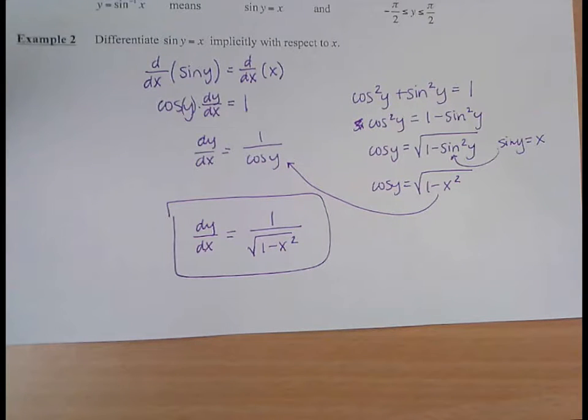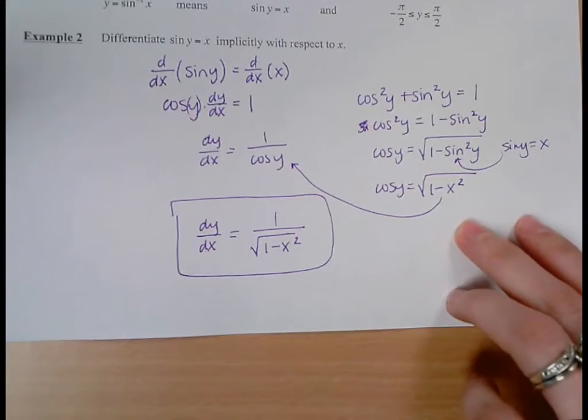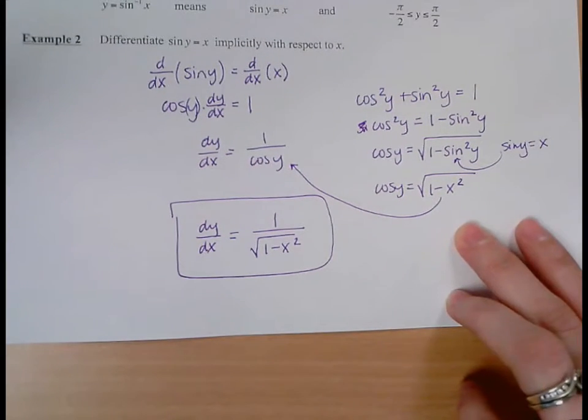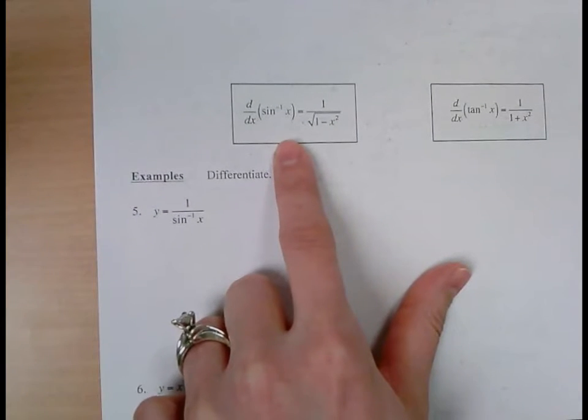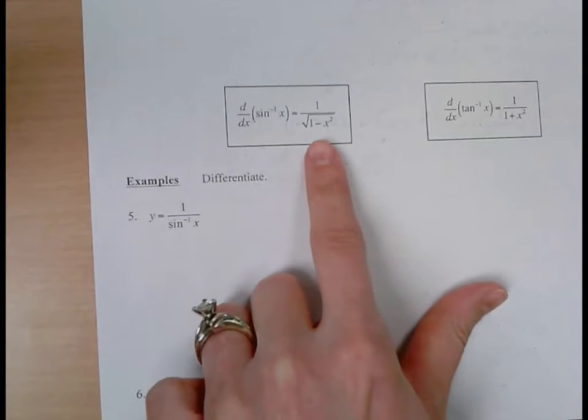So I did include on the back of this, because we're going to go through the same type of proof with inverse tangent, that is just a derivative rule. The derivative of inverse sine of x is 1 over the square root of 1 minus x squared.